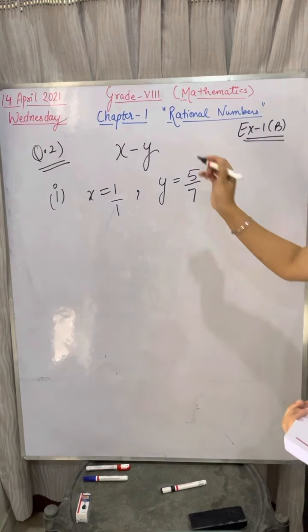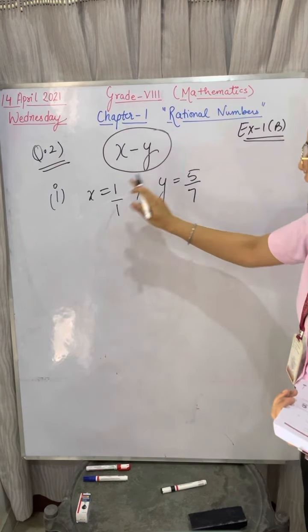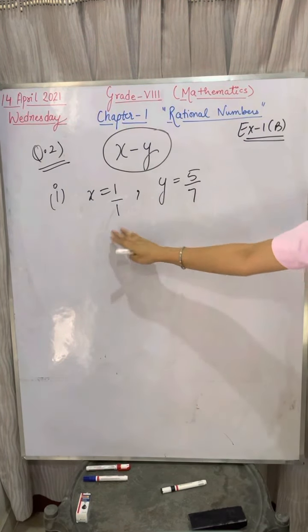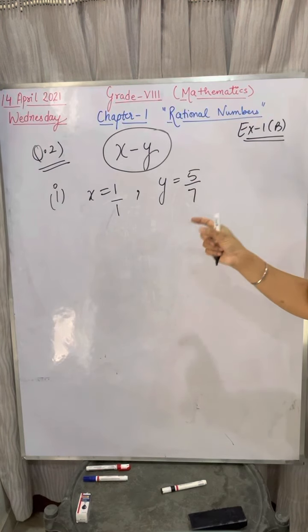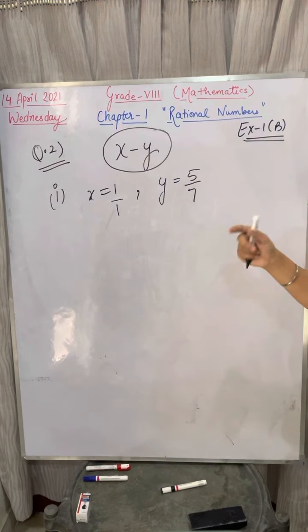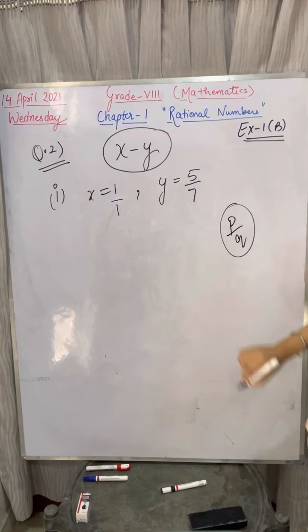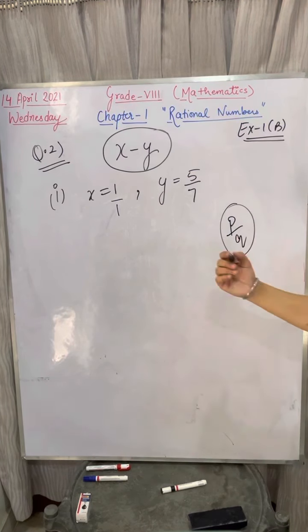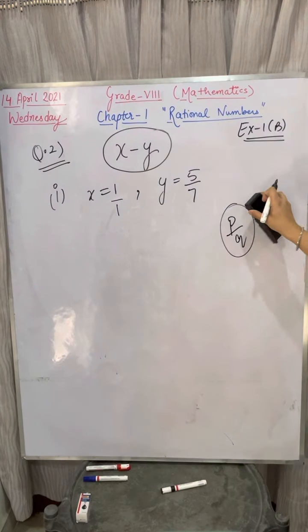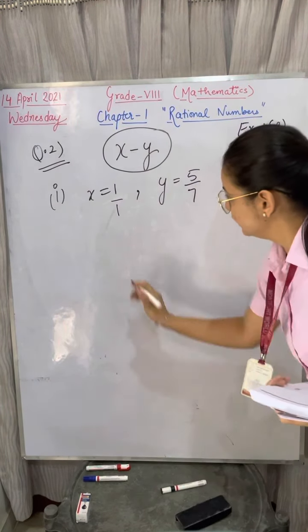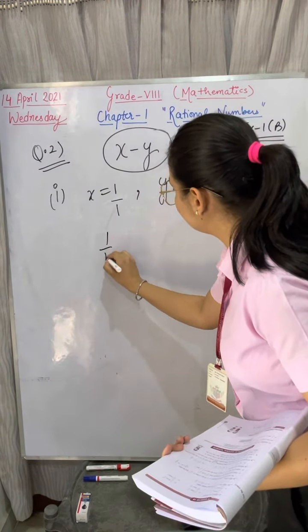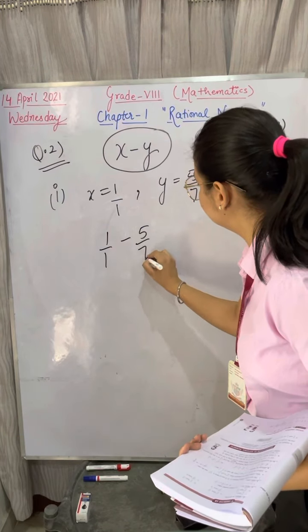They are saying that you have to subtract x minus y. Your answer should be a rational number. Rational number means your answer should be in the form of p by q, in the form of a fraction. Let us check whether the answer is coming in the form of a rational number or not. x minus y, 1 upon 1 minus 5 upon 7.